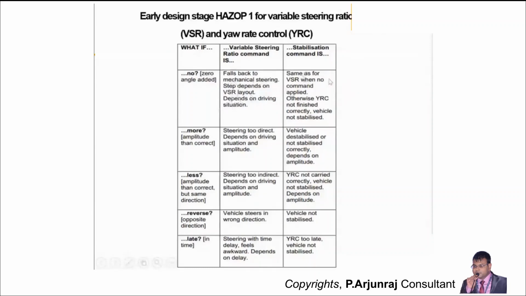When you look at the stabilization command, it's also the same as VSR when no command has been applied. Otherwise, as I was telling, there is no impact on the YRC if no angle has been added, but there are some issues coming onto the VSR, and it also depends on the driving condition. When you have more amplitude than the correct one, your steering is too direct. It depends again on the driving situation and amplitude. So here the driver aspect comes in, in the ASAP one or during the initial stage.